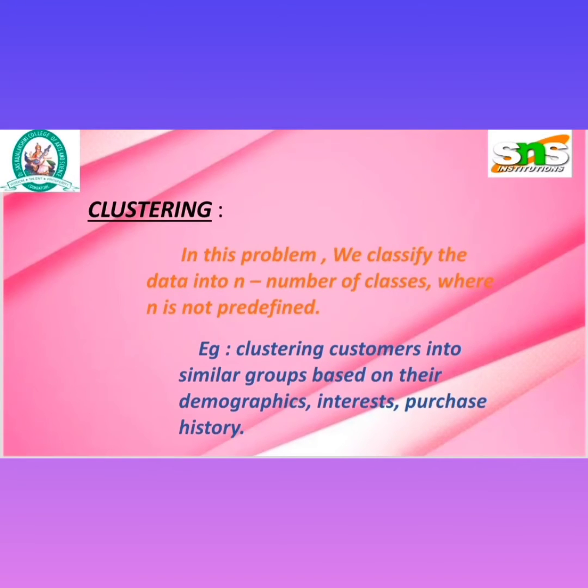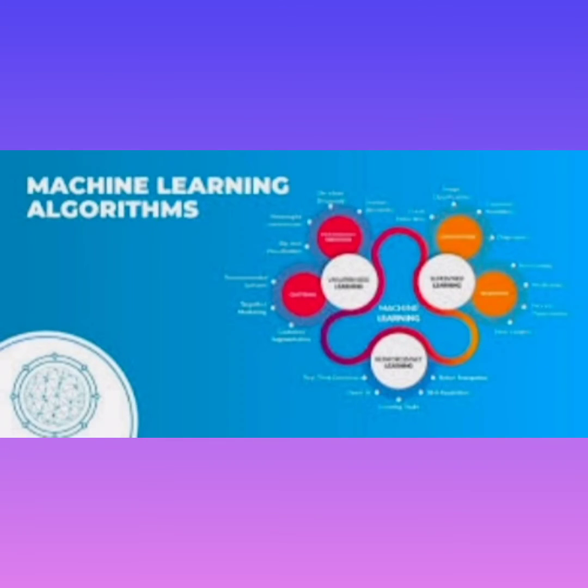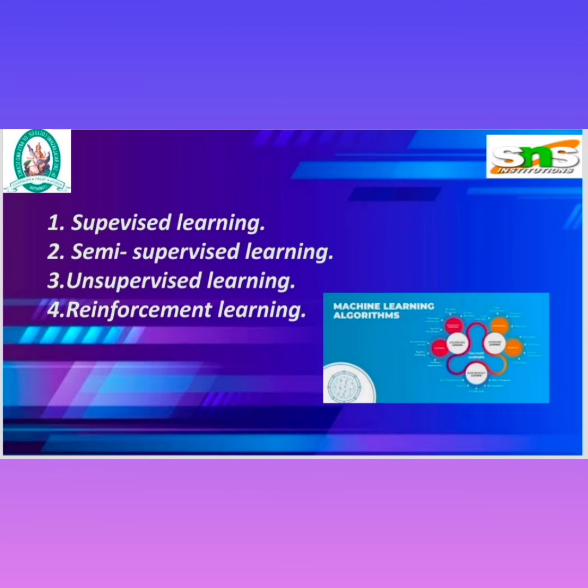Clustering. In this problem, we classify the data into n number of classes, where n is not predefined. Example: clustering customers into similar groups based on their demographics, interests, purchase history. Algorithms of machine learning. The machine learning topics also involve algorithms. The four primary types of learning, along with their respective algorithms available. Machine learning algorithms: supervised learning, semi-supervised learning, unsupervised learning, reinforcement learning.